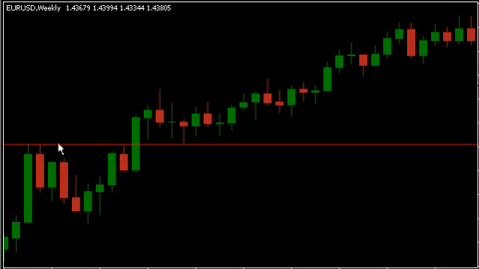and quite often previous resistance turns into current support. So you can see that it came back and retested that point.